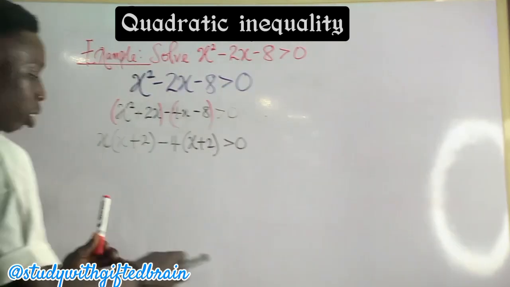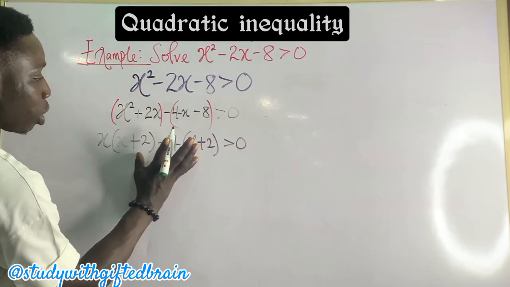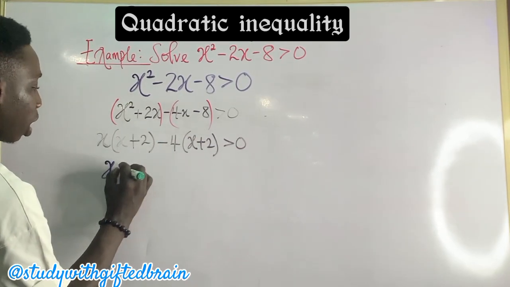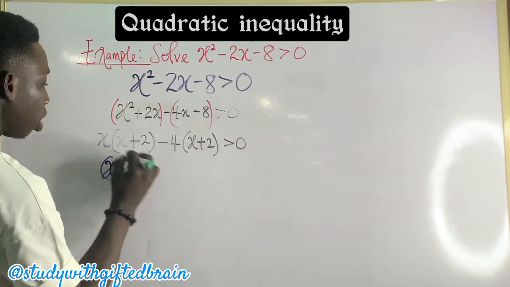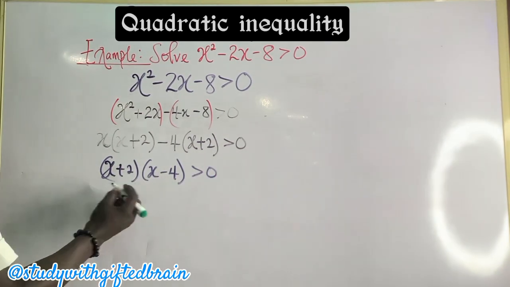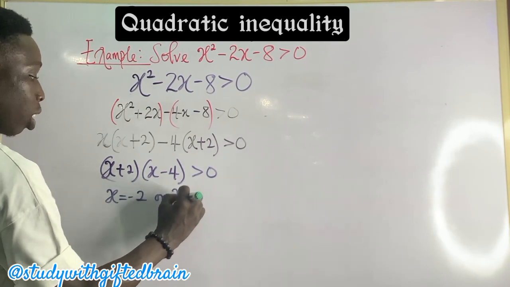Solving this further, when you're factorizing, this one is the common factor. So you pick one out, then you bring the others together. So you are doing x plus 2 and here x minus 4, greater than 0. When you are solving a quadratic expression, you have to find the solution. This means x is equal to minus 2 or x is equal to 4.